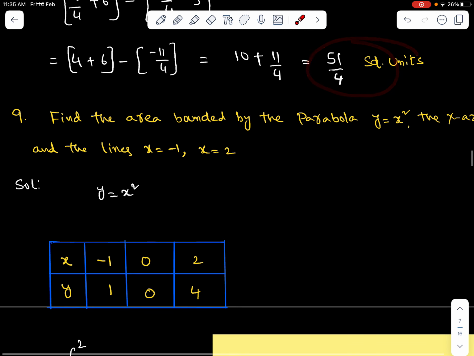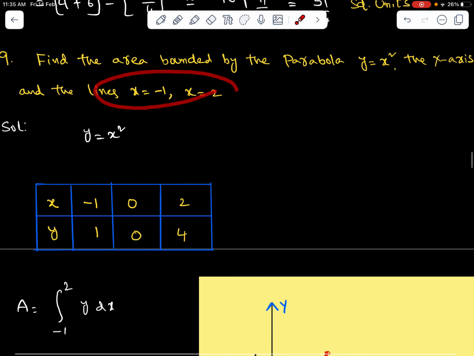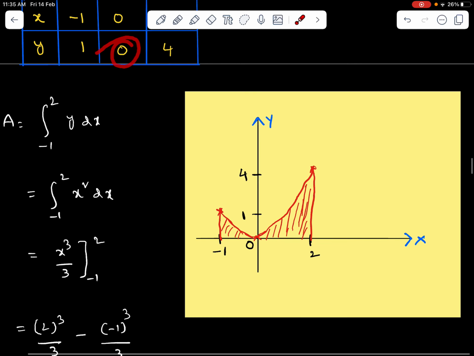Next sum. Find the area bounded by the parabola y is equal to x square and the x axis and the lines x equal to minus 1 and x equal to 2. Given parabola y is equal to x square, it is a parabola. The value of minus 1, 0, 2: minus 1 whole square is 1, 0 whole square 0, 2 square 4. You can observe this is the diagram.